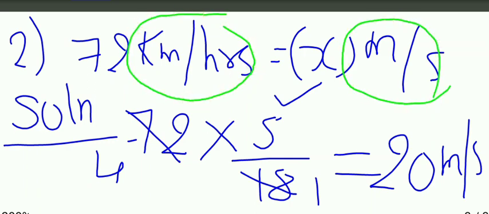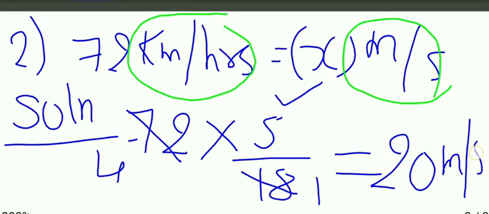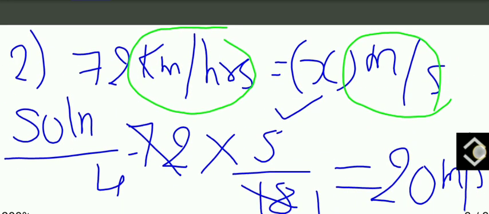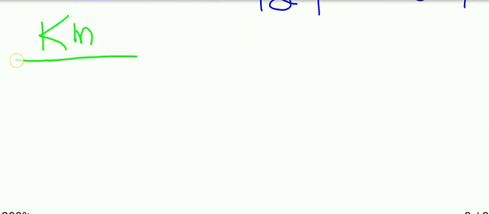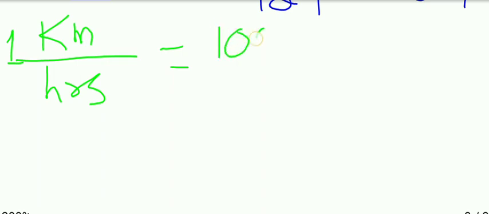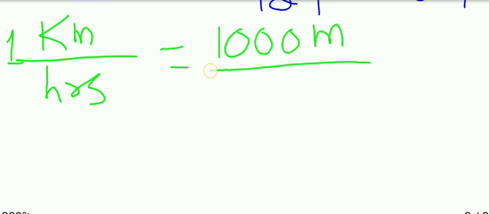But the question may arise how this is possible. So I'll give you one best way so that you will understand how the answer 5 by 18 comes. Suppose you are given 1 kilometer per hour. So 1 kilometer means 1000 meter, and in 1 hour there are 3600 seconds.